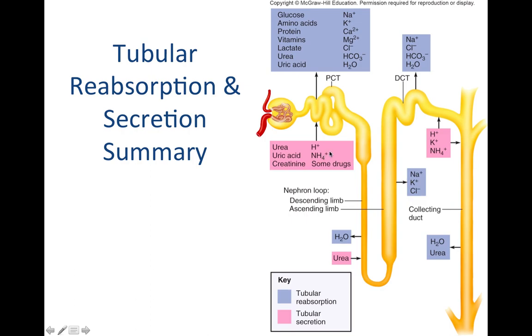And then in the pink boxes, these are the substances that are being secreted and in what parts of the nephron. So these substances, notice your nitrogenous waste products along with some drugs, are secreted into the proximal convoluted tubule here. You have some more secretion of these substances in the collecting tubule and collecting duct here. So this is just a quick summary of what substances are reabsorbed versus secreted and where that process occurs along the nephron.